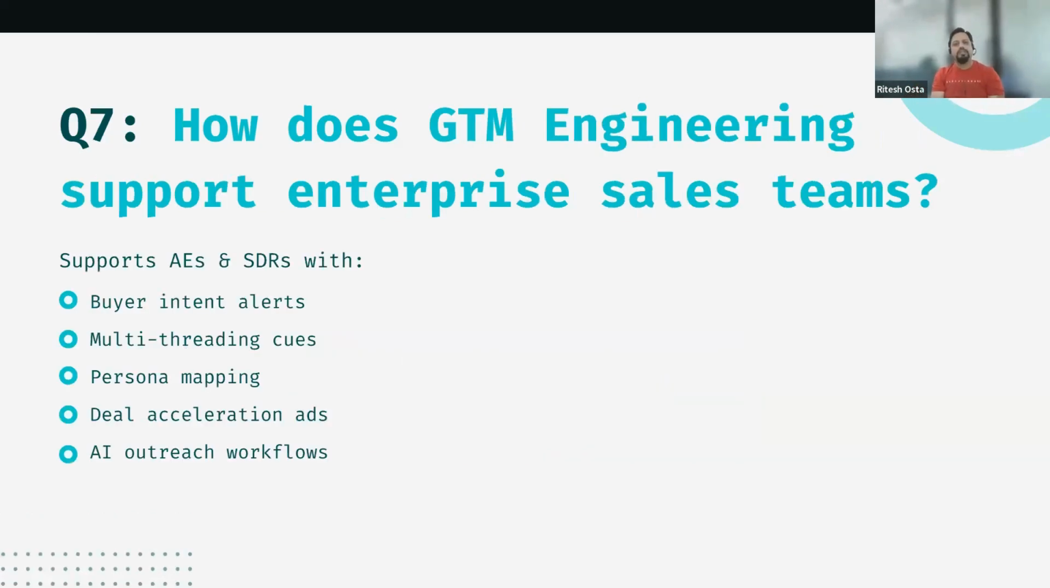How does GTM engineering support enterprise sales teams? Okay, all right. So we are talking about the AEs and the SDRs. Buyer intent alert, right? If you just put up some triggers, you'll get the buyer intent. You can go to Sales Navigator now and set up some triggers. For example, create a dynamic list, put those companies in, and then just wait for the intent. If there is a change of CTO or CXO, you'll get a trigger.